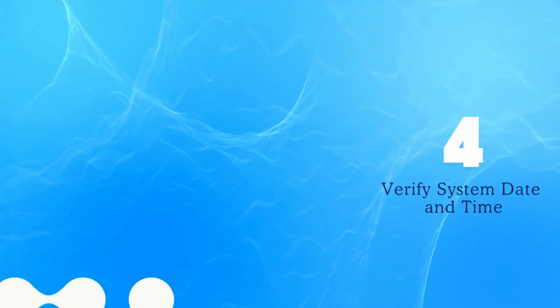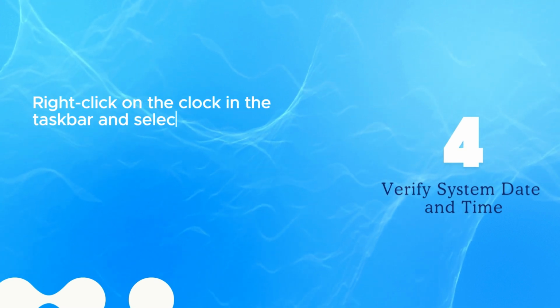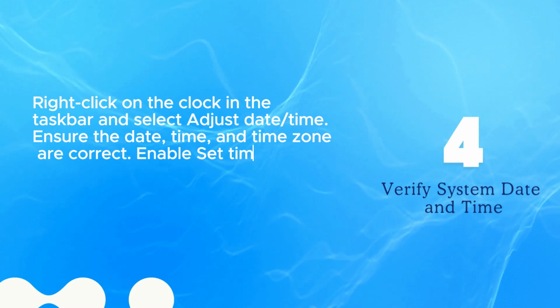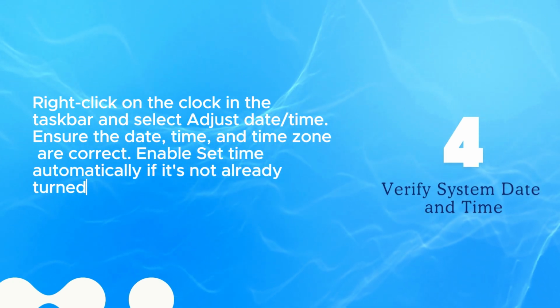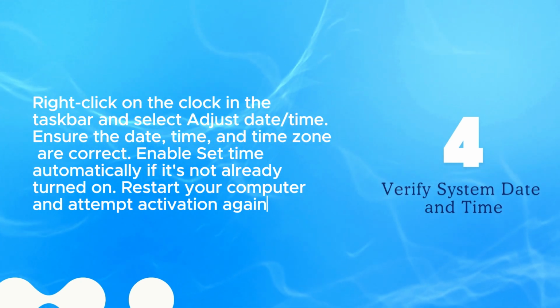4. Verify system date and time. Right-click on the clock in the taskbar and select Adjust Date or Time. Ensure the date, time, and time zone are correct. Enable Set Time automatically if it is not already turned on. Restart your computer and attempt activation again.